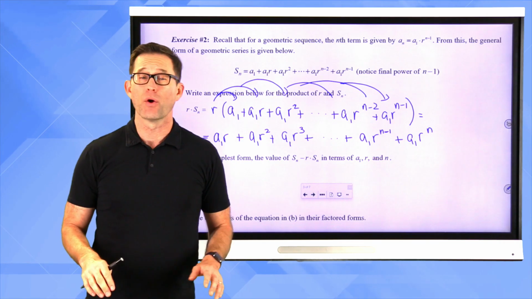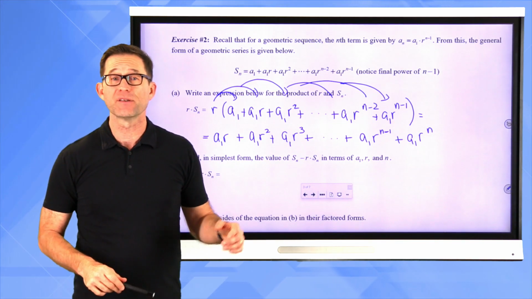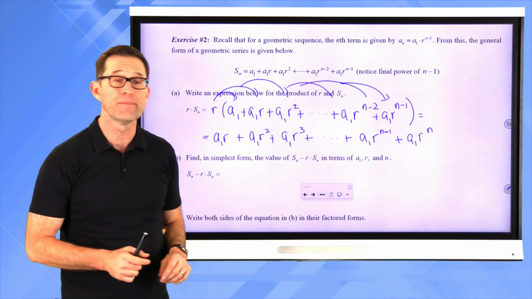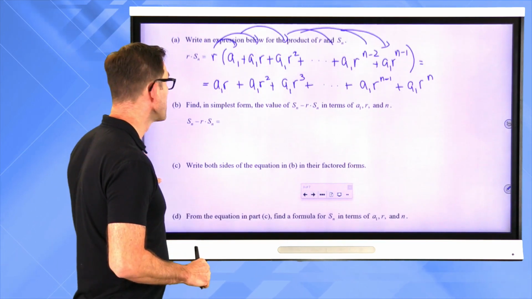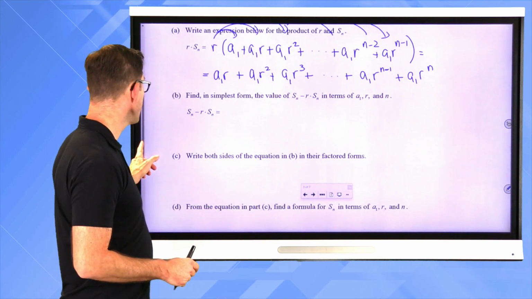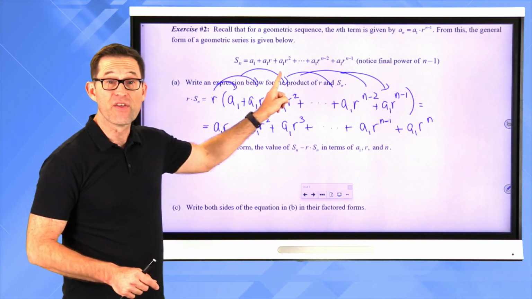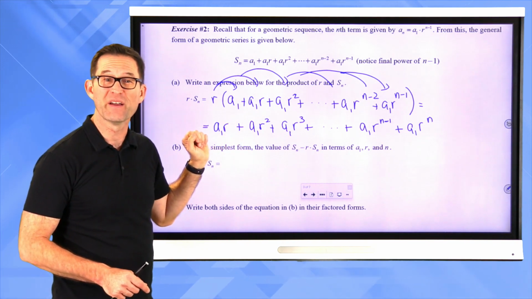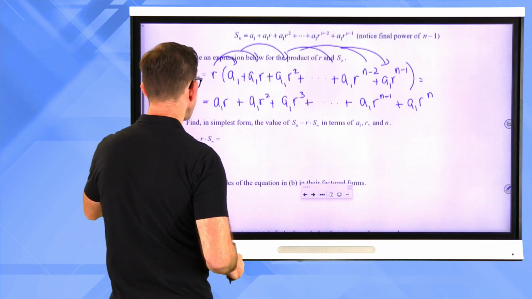Now, if you're wondering why in the world I am multiplying my sum by r, that's very fair, and we're going to see that in just a bit. So now let's take a look at letter B. Find in simplest form the value of s sub n minus r times s sub n. So again, I want to take literally this thing and subtract this thing. What does that look like? Let's write this out.